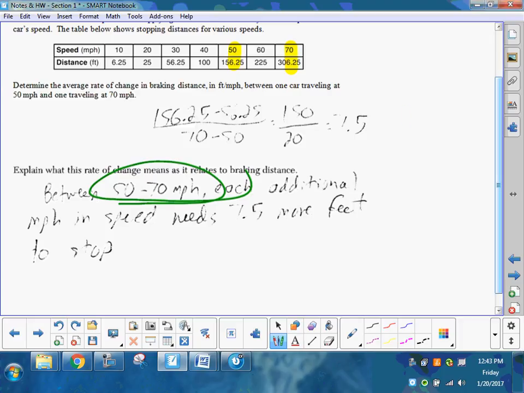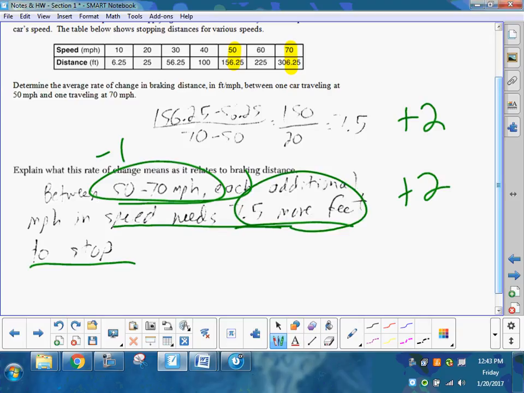This question right here was 4 points, this was 2, and this was 2. If this wasn't here, it was a -1. And the explanation about it being more feet to stop, you need to say that part. It's like more feet to stop. That was another point there. That's where the rubric came from.